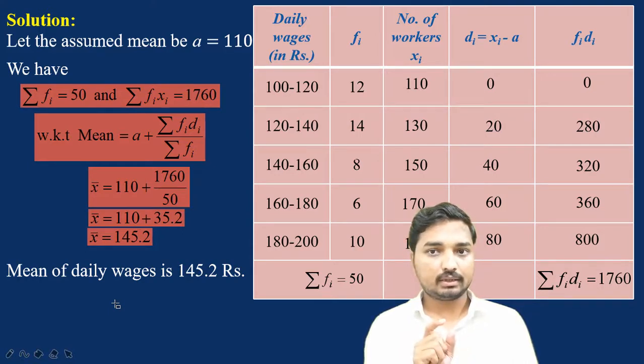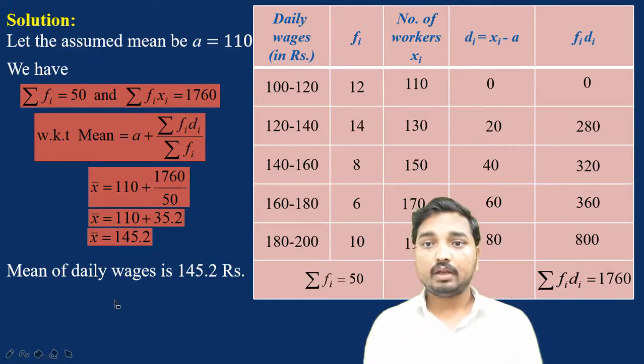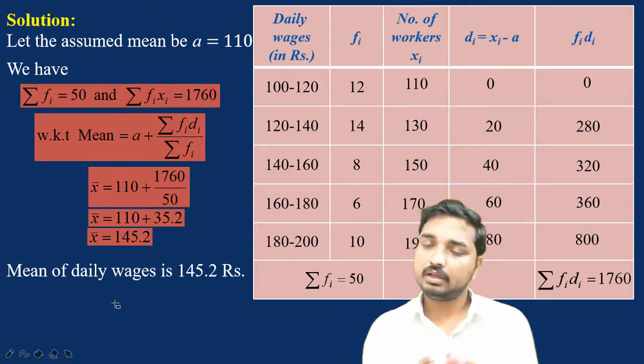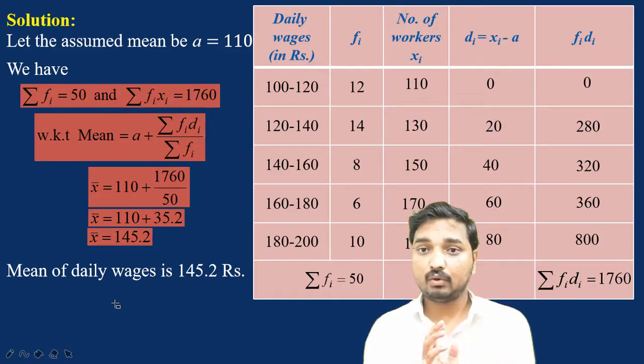Now I think in the last question I have clarified one thing, and you can understand it in a better way. Look at the fi and xi columns. In the fi column the numbers seem to be larger, and in the xi column all of them are 3-digit numbers. If you apply the direct method for this problem, you will definitely get the answer, no doubt, but it becomes complicated. The fi xi column will consist of large numbers.